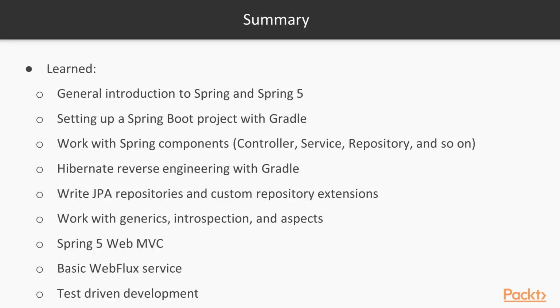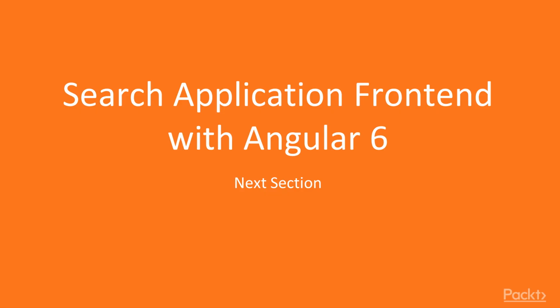To summarize what we've learned in this section, we had a general introduction to Spring and Spring 5. We learned how to set up a Spring Boot project with Gradle. We worked with Spring components, controller, service, repository, and others. We've done some Hibernate reverse engineering. We've written JPA repositories and repository extensions with advanced topics such as generics, introspection, and aspects. We've seen details of Spring 5 Web MVC and Spring 5 Data REST. We've seen how to develop a basic WebFlux service, and we've done all this using test-driven development. In the next section, we'll develop the front end of the search application.